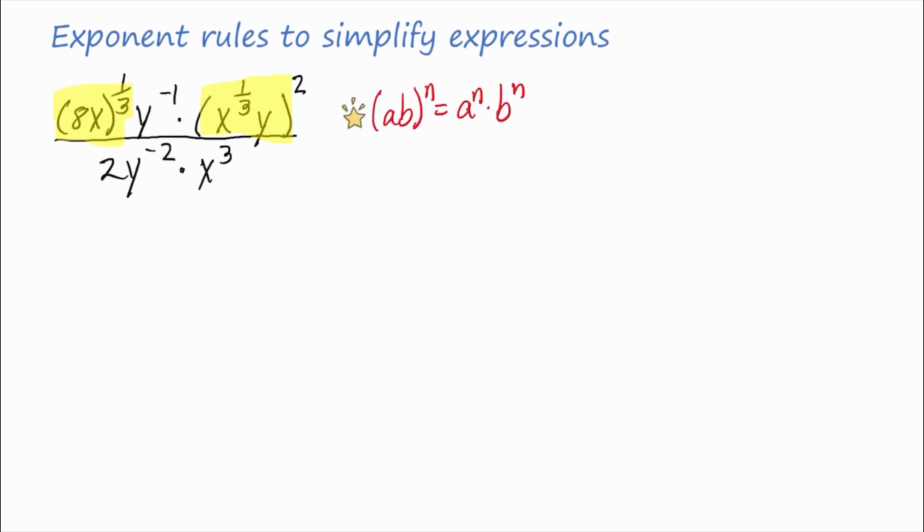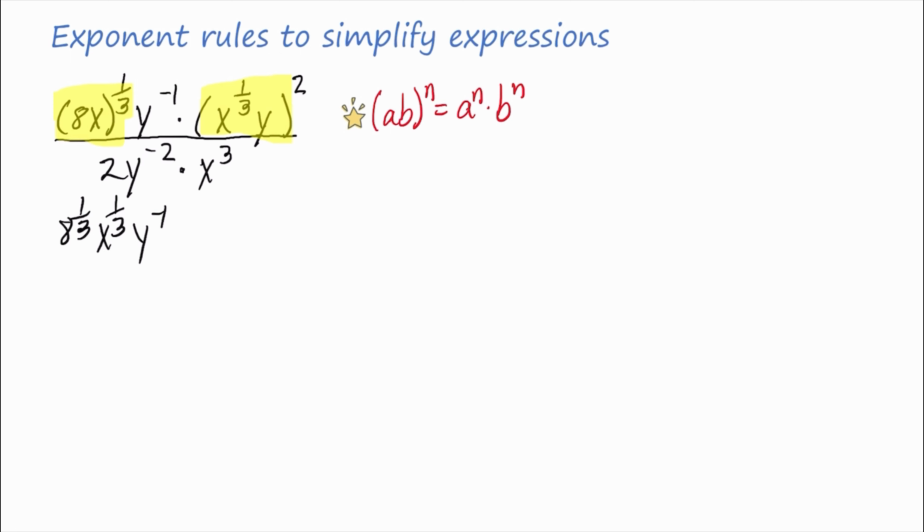To eliminate the first one, we'll be using the power of a product rule, which is kind of like distributing the exponent to each of the factors inside the parentheses. We must be careful though, the exponent does not multiply the bases, but it goes to each base as an exponent. So we should get 8 to the 1/3 rather than 8 times 1/3. And then we also have x to the 1/3.